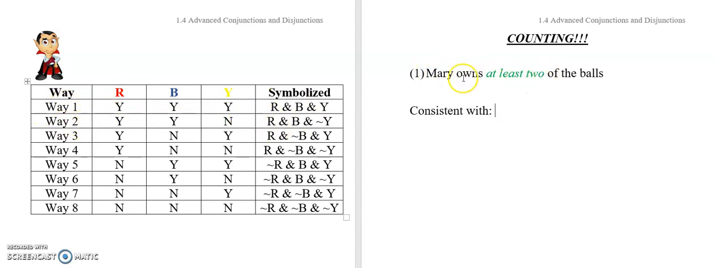This sentence, Mary owns at least 2 of the balls, which of these ways is that consistent with? If that's true, is way 1 possible? Yes or no? If this is true, is way 2 possible? Yes or no? Is way 3 possible? Yes or no? Is way 4 possible? Yes or no? And put all the ones that it's consistent with here. Which ways is this statement consistent with? Pause now.